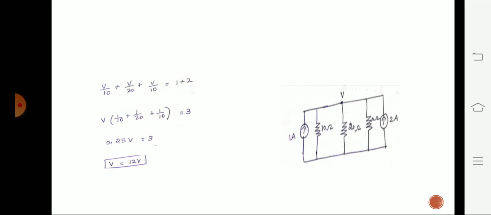In this problem, they asked what is the current value flowing through the 20 ohm resistor. So the current flowing through the 20 ohm resistor is equal to the voltage value, 12, divided by the resistance value, 20. We get 0.6 amps.